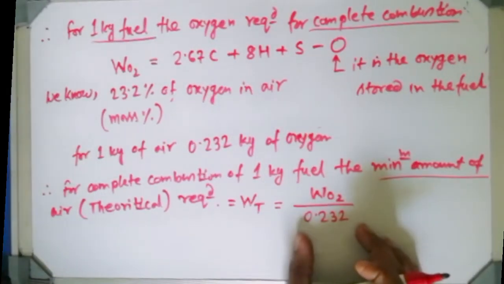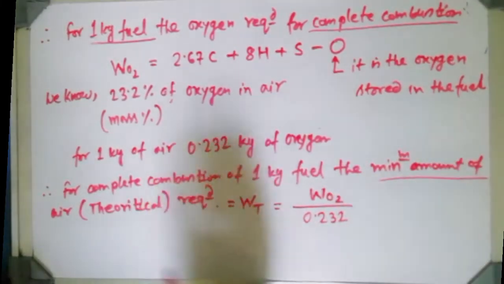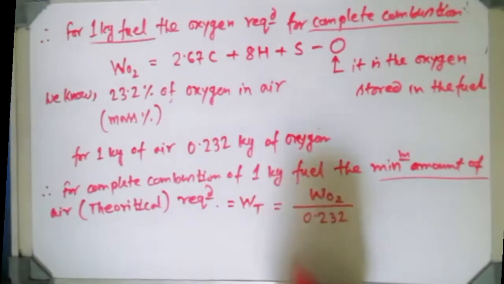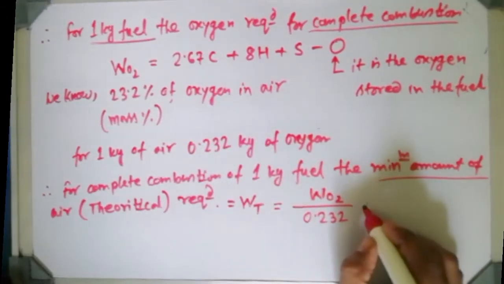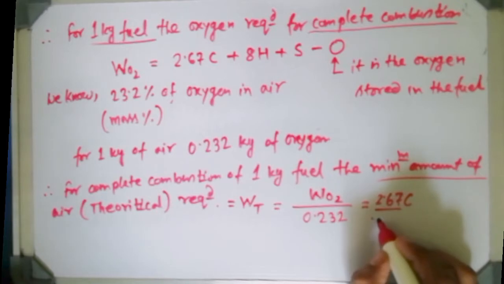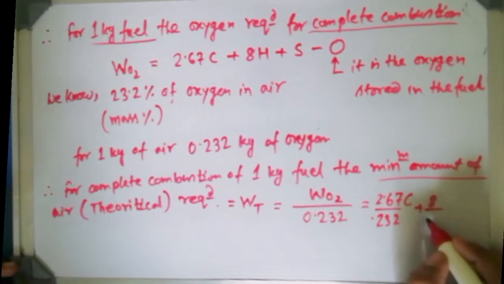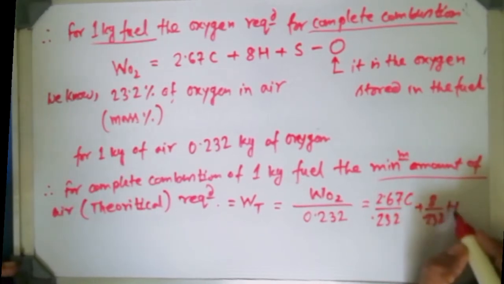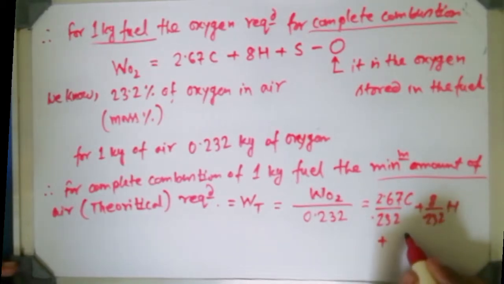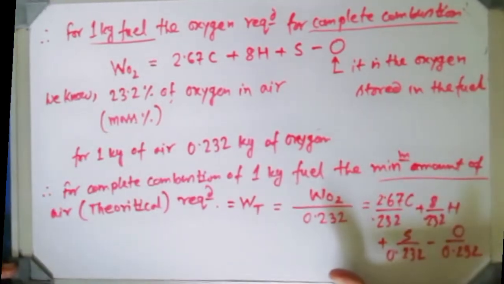Now put all those values over here, that is 2.67 C divided by 0.232. Just expand this equation: 8 by 0.232 H plus S by 0.232 minus O by 0.232. A simple expansion, and if you do the calculation with your own calculator, you will get the expression.